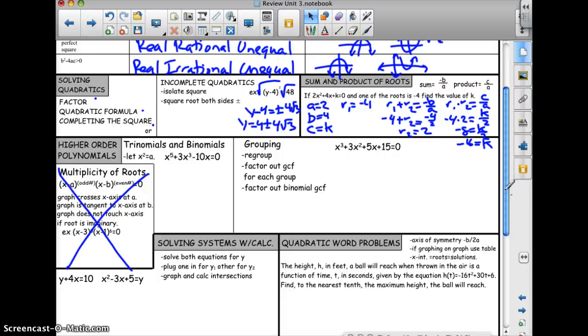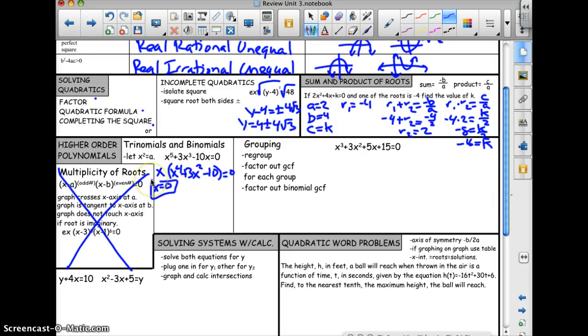For trinomials and binomials, I'm going to let x squared equal a. Well, the first thing I'm always supposed to do is look for a GCF. So I have x, and then I have x to the 4th plus 3x squared minus 10 equals 0. All right, and I already have one of my answers here, x equals 0. That's one of my answers. I'm done with that x. Okay, so I have one answer there.